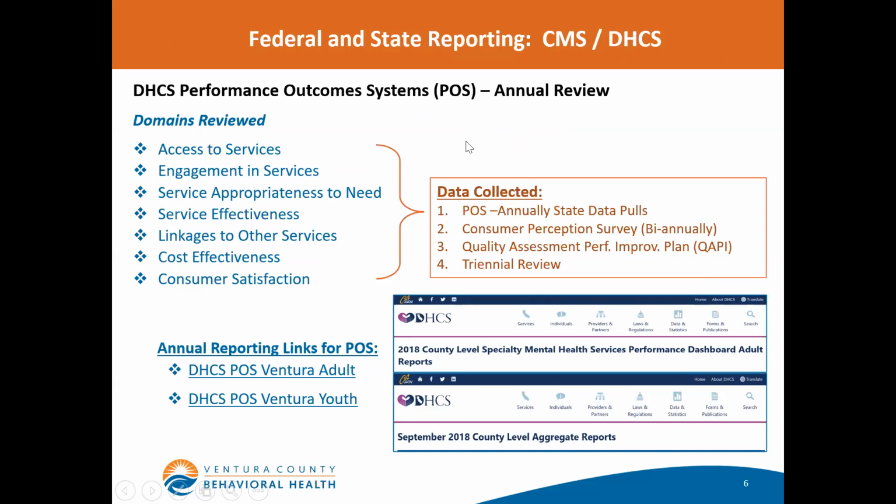So for the Department of Healthcare Services, they have a system called a Performance Outcome System. And these are the domains that they review on an annual basis: access and engagement of services, service appropriateness, effectiveness, linkages to other services, cost effectiveness, and consumer satisfaction.